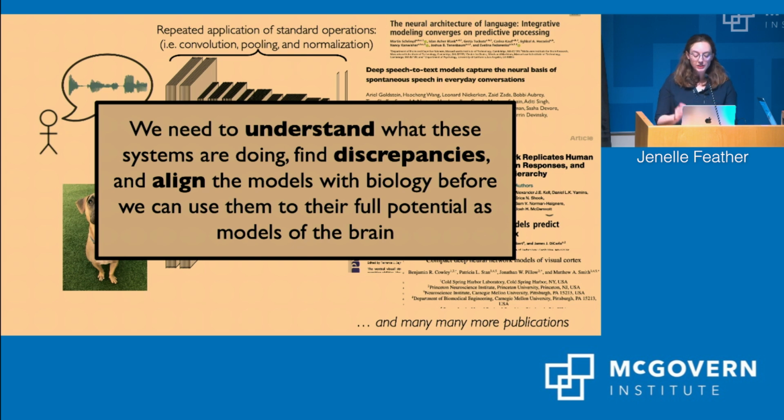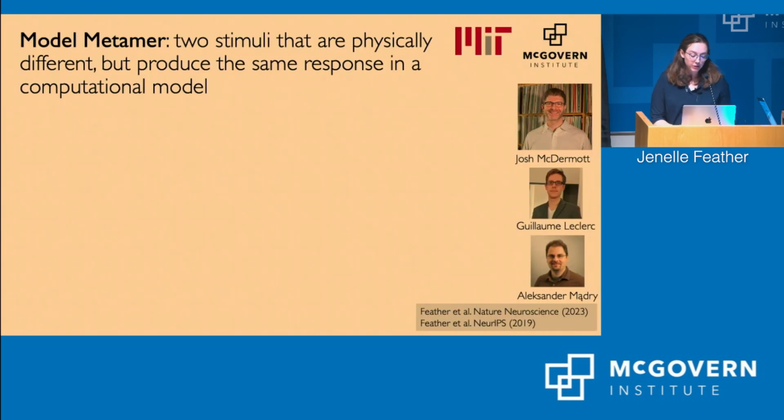Essentially, what we want to do is dig into these black boxes and try to understand various properties. During my time at the McGovern Institute with Josh McDermott, we developed a framework for testing the invariances of these computational models, such as deep neural networks, by using the idea of model metamers. Model metamers are stimuli that are physically different, but that produce the same responses within a computational model. Thus, they capture the model's invariances. For now, I'm just going to focus on the classification decision of the model.